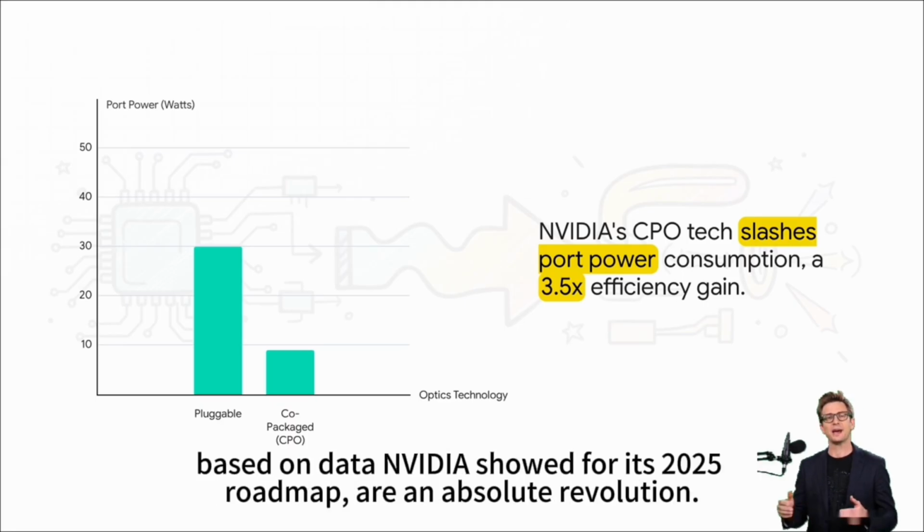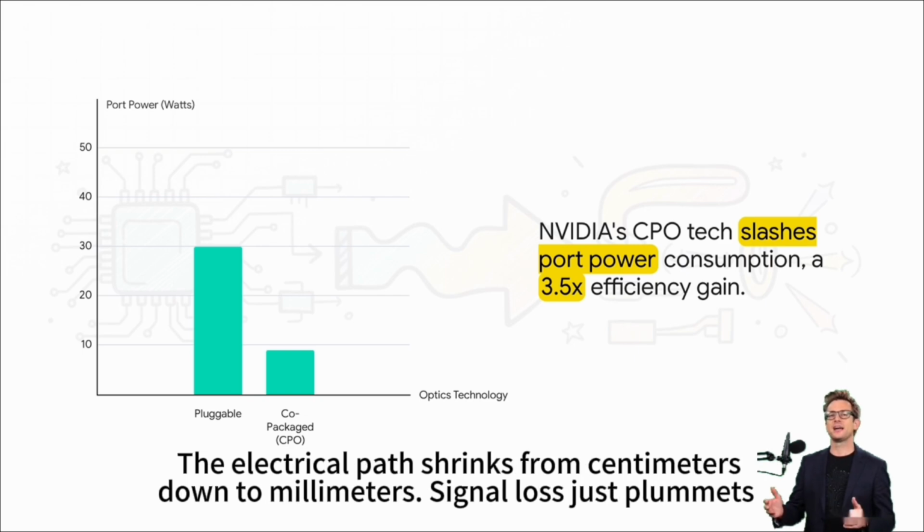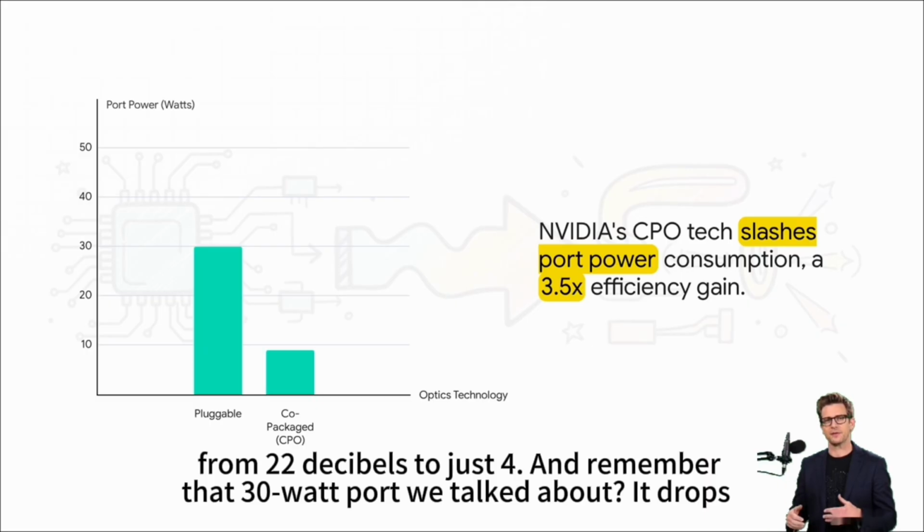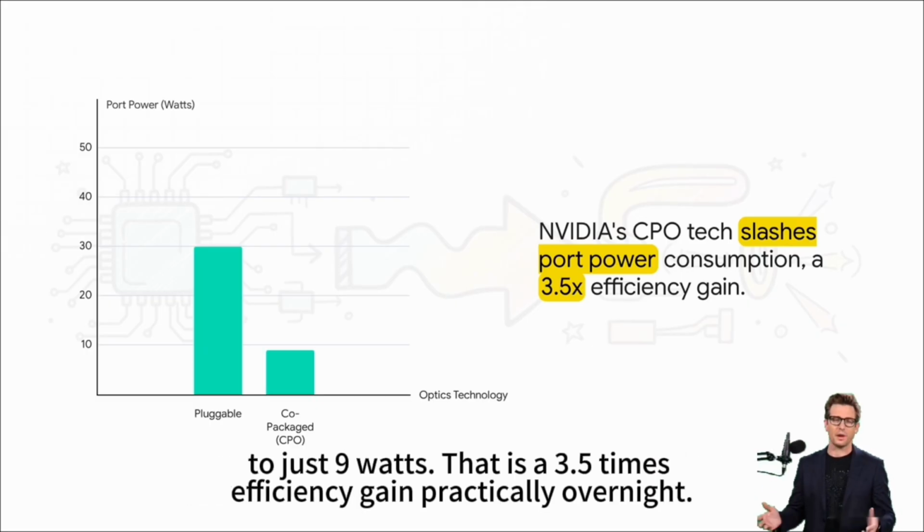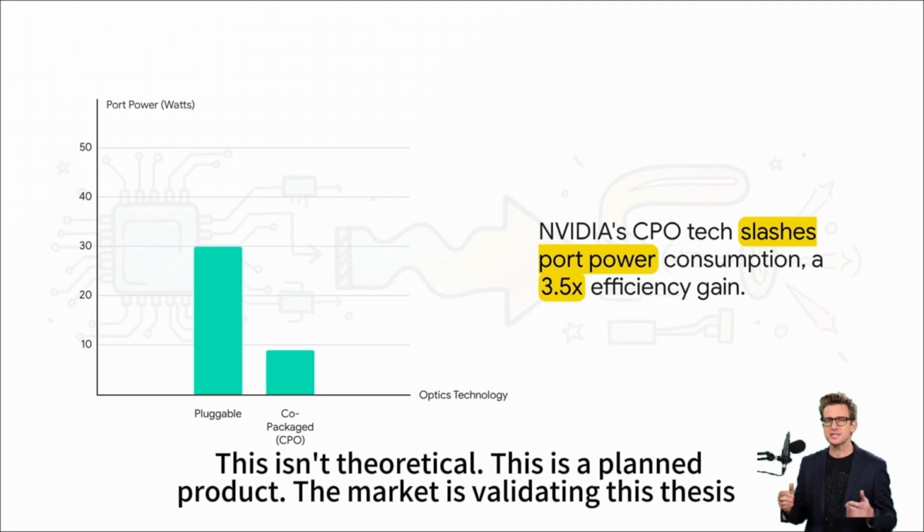And the results, based on data NVIDIA showed for its 2025 roadmap, are an absolute revolution. The electrical path shrinks from centimeters down to millimeters. Signal loss just plummets from 22 decibels to just 4. And remember that 30-watt port we talked about? It drops to just 9 watts. That is a 3.5 times efficiency gain practically overnight. This isn't theoretical. This is a planned product.